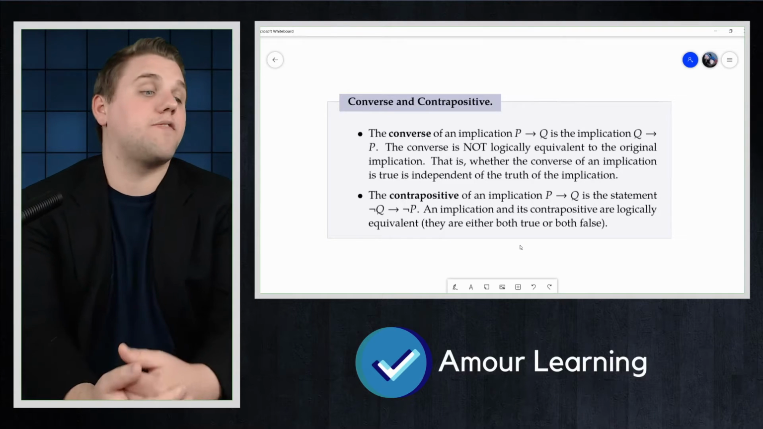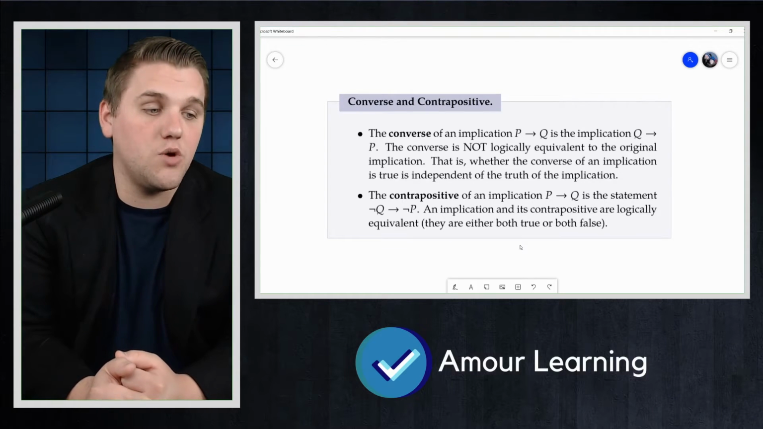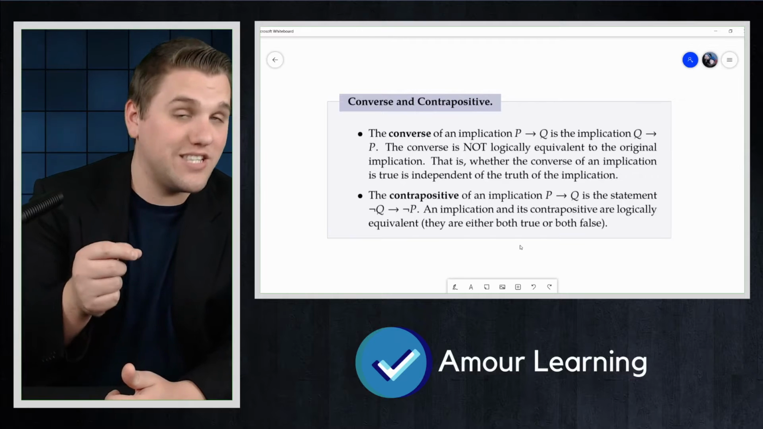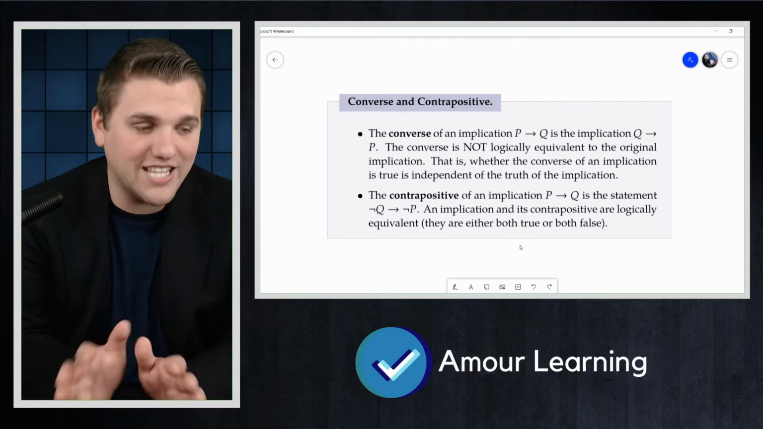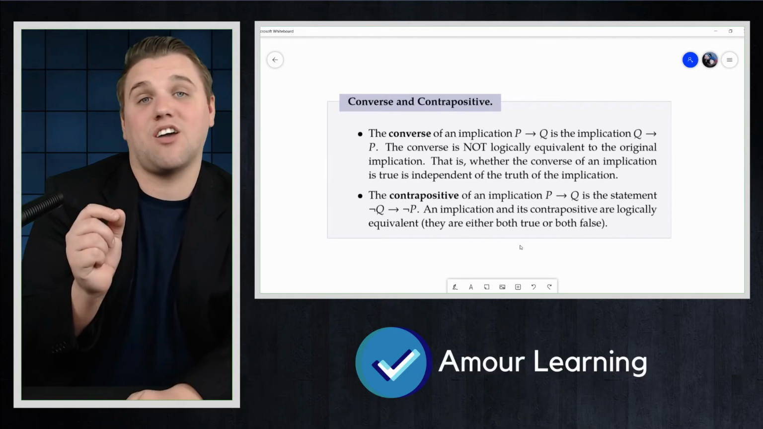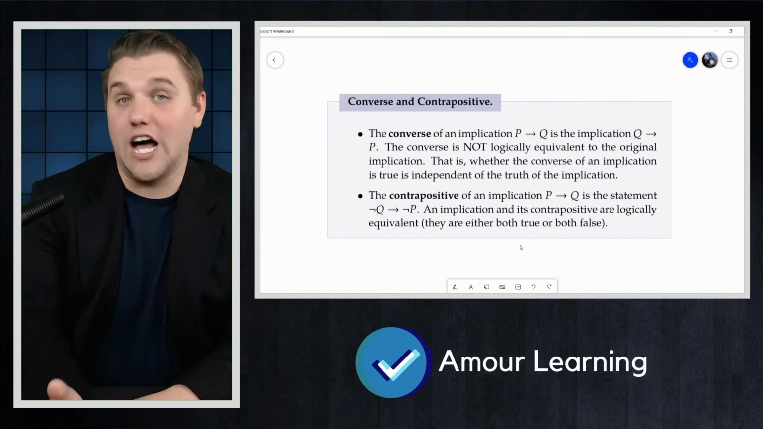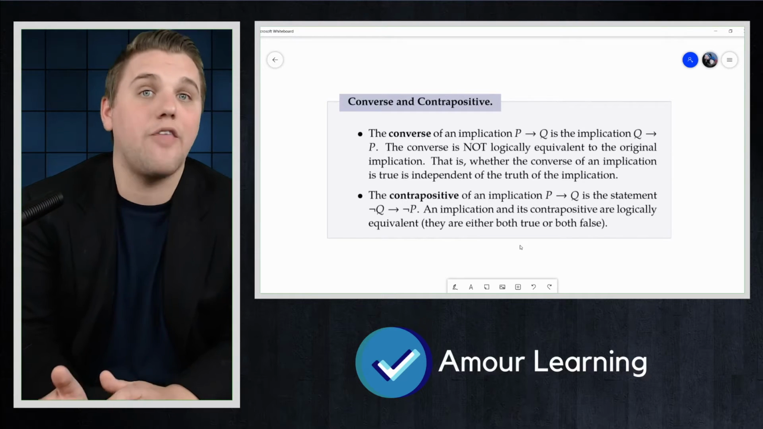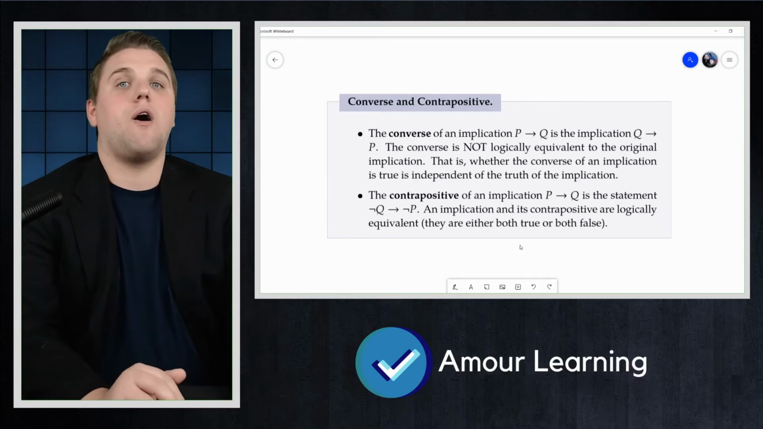The contrapositive of an implication, P implies Q, is the statement not Q implies not P. And this is where it gets interesting. An implication and its contrapositive are logically equivalent. They are both either true or both false.